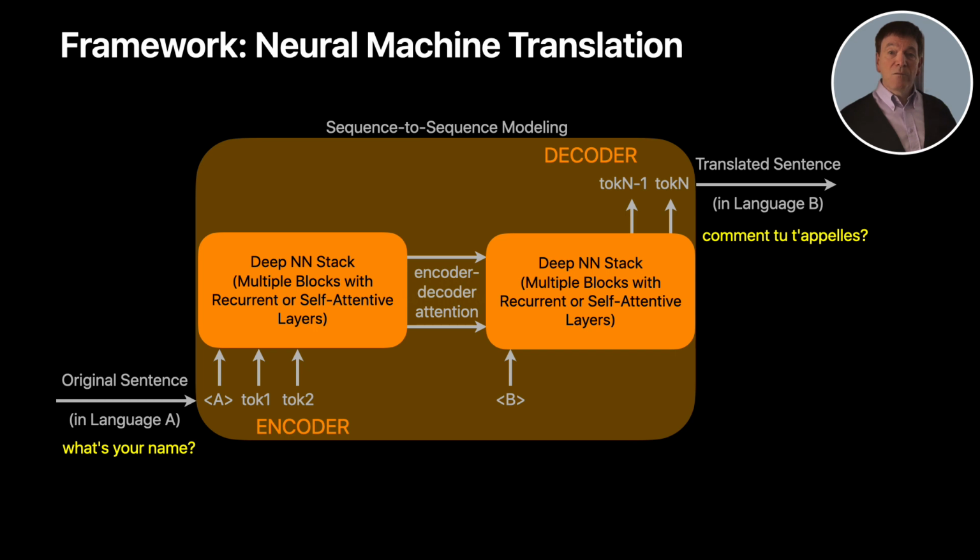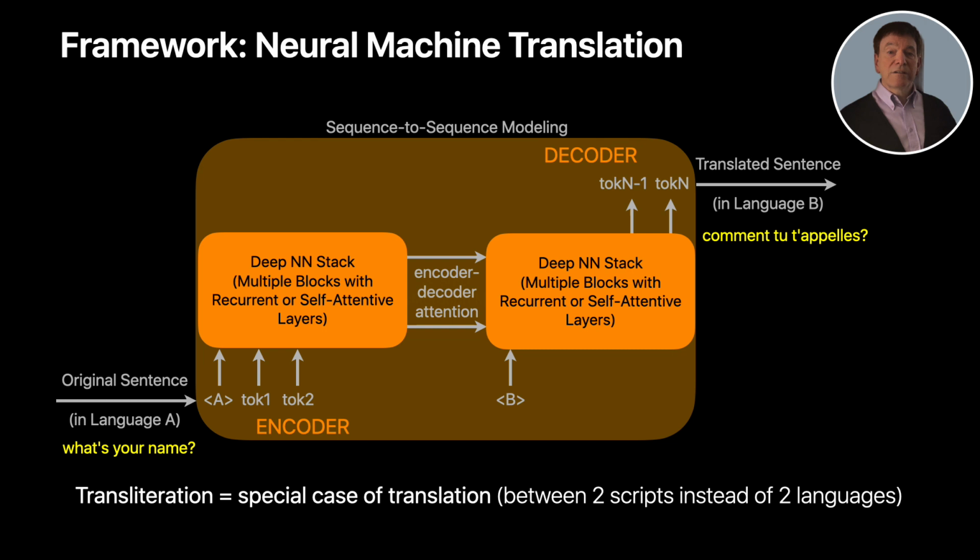The underlying framework is based on the kind of end-to-end encoder-decoder architecture commonly used in neural machine translation, where a sequence-to-sequence model maps an input sequence in language A to an output sentence in language B. For example, in the case of English to French translation shown here, the tags A and B refer to English and French respectively.